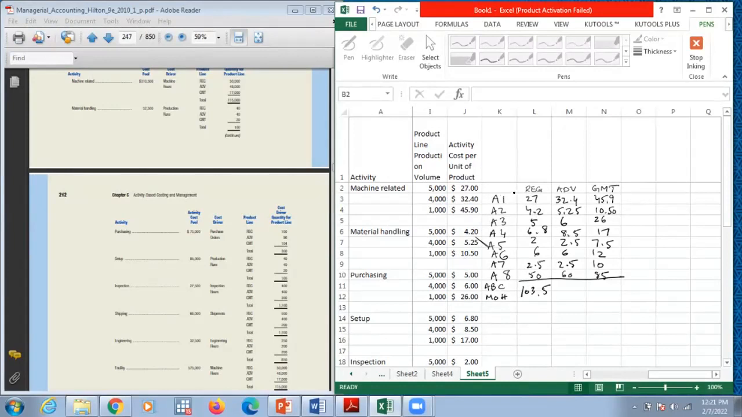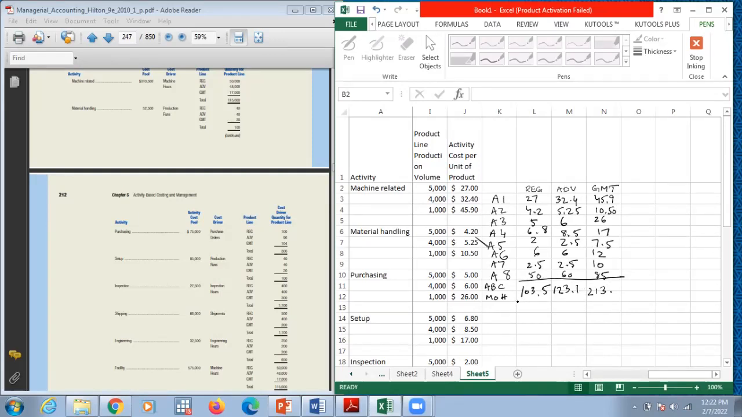103.5. Then we total our advanced. That's 32.4 plus 5.25 plus 6 plus 8.5 plus 2.5 plus 6 plus 2.5 plus 60. We get 123.15. And then we've got gourmet. So that is 45.9 plus 10.5 plus 26 plus 17 plus 7.5 plus 12 plus 10 plus 85. And we get 213.9. Okay, this should be actually ending in 0.4. Now we have 0.15. Yes, this is perfectly fine.